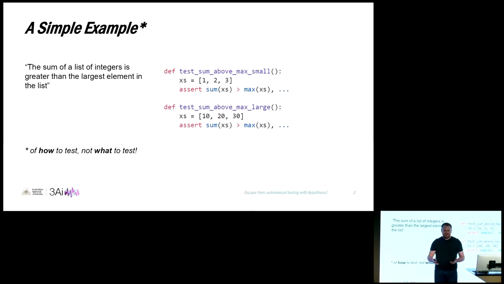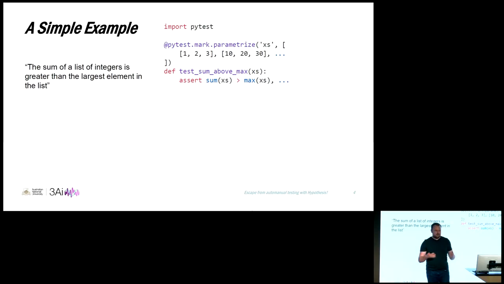So we start with a simple example. I'm not claiming that this is an example of a thing that you actually should test, but it's a good example to teach you what this testing style looks like. So we start with pretty standard unit testing. We have two tests. The property we're testing is that the sum of a list of numbers is greater than the maximum of the list of numbers, right? You add up your numbers, you expect a bigger number than you have in the list. In our initial test, we add up a list of small numbers and we check that that's true, and we add up a list of big numbers and we check that it's true, but we can do better.